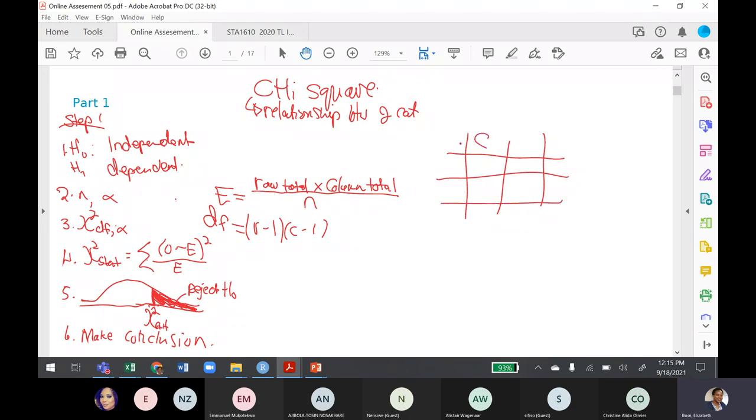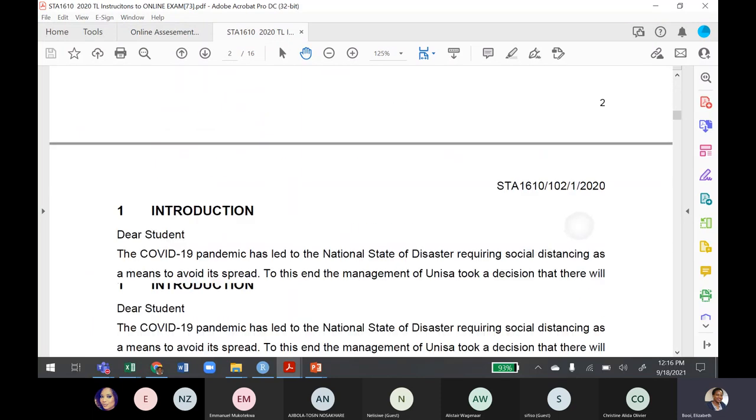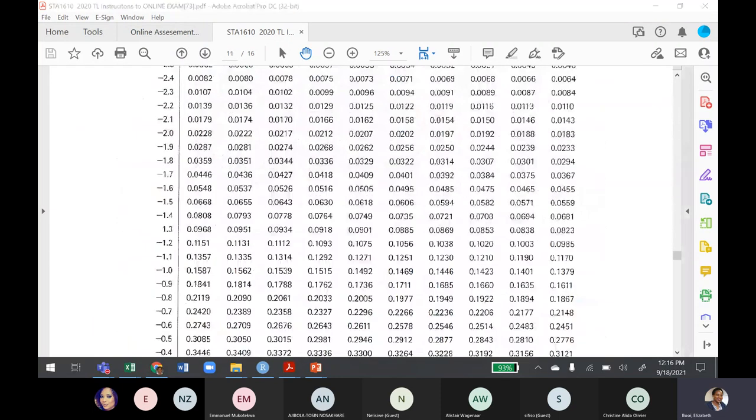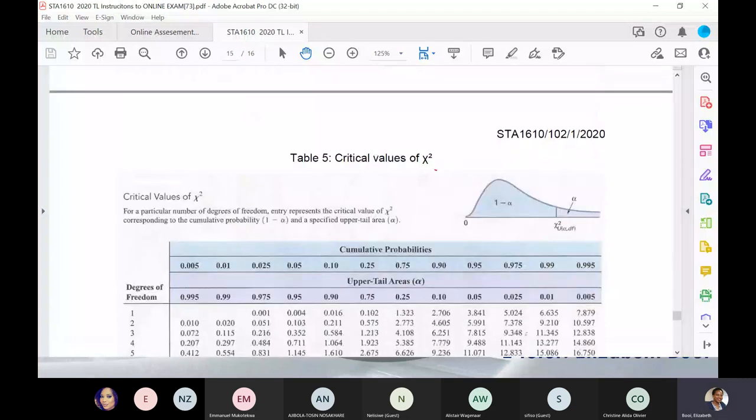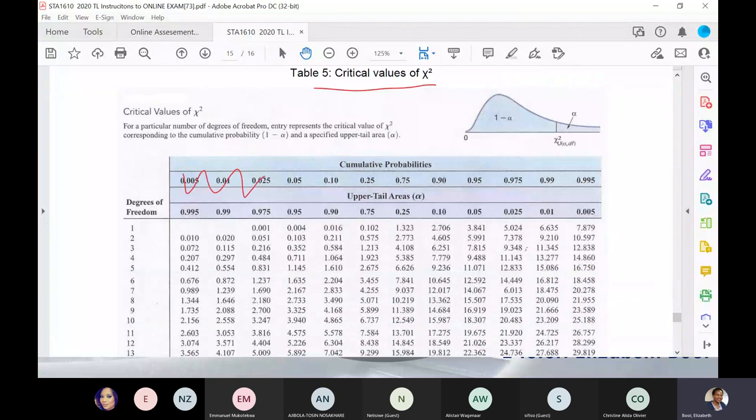When you are given column 1 and column 2, and row 1 and row 2, if you're given a contingency table without the totals, you need to quickly calculate the totals, because you will require the totals to calculate your expected values. And that's, in a nutshell, your chi-square test. You must also remember to use your table, where it says critical values of chi, table 5. On the table, we don't use those values at the top. We only use the values closer to the table, the probability values or the upper tail area level of significance values.